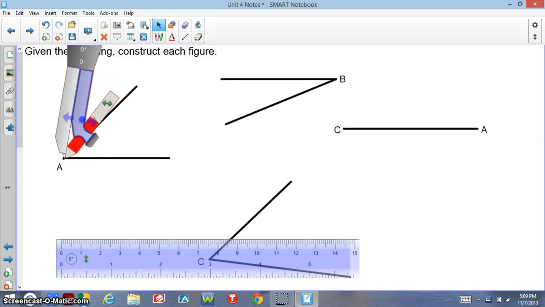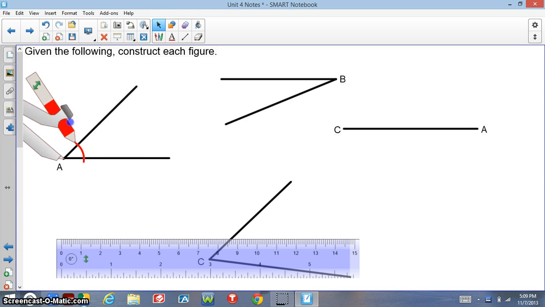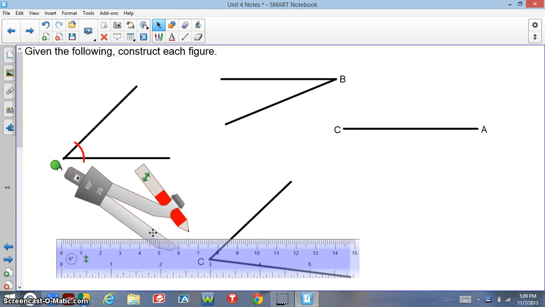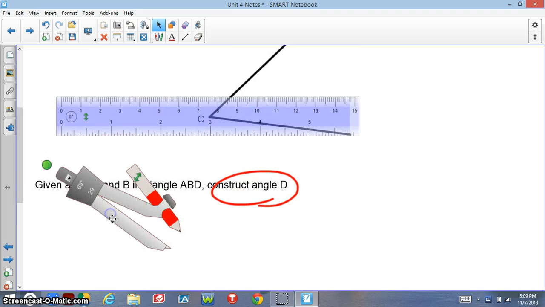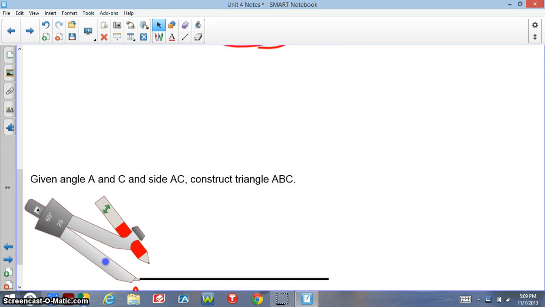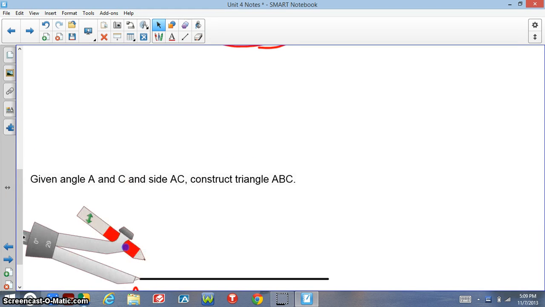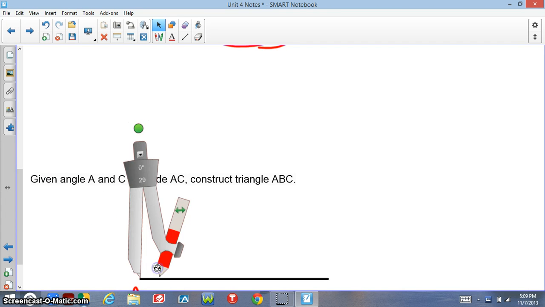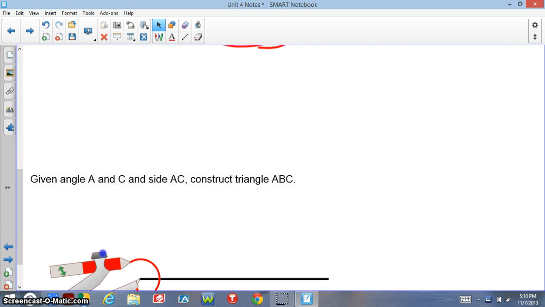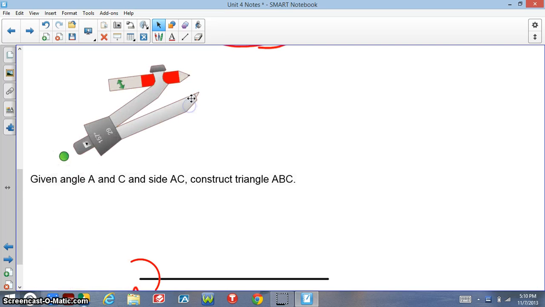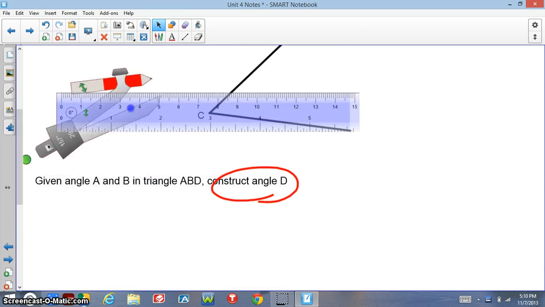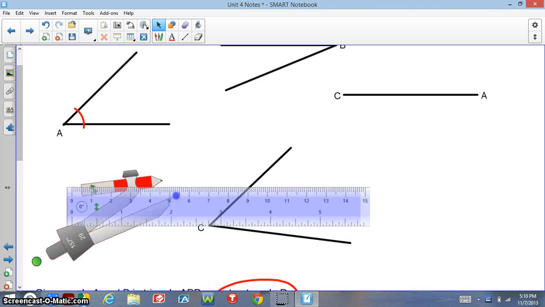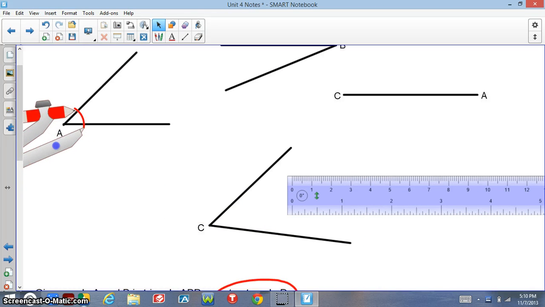Remember, as a quick review, put the metal point on A, open it up, doesn't matter how far, and draw that arc in there, back down to my triangle here. I'm going to draw that arc, assuming it lets me use the color here. There it goes. I draw that arc in there, go back up to my original angle, and the most important step in the entire process, I'm going to measure that arc.